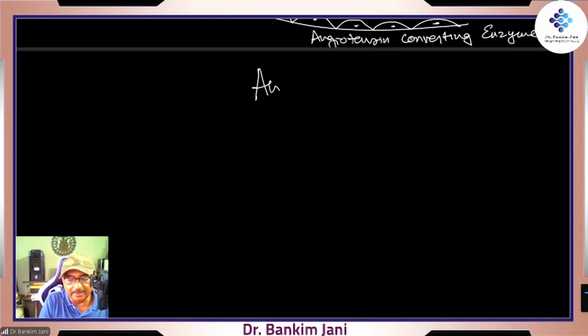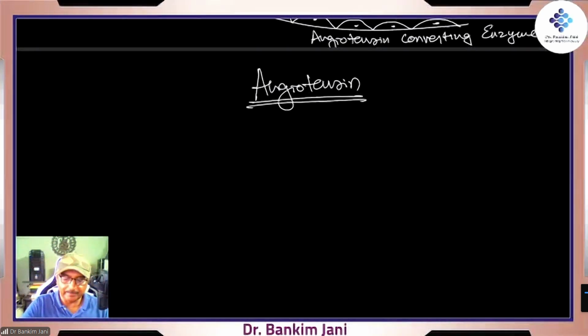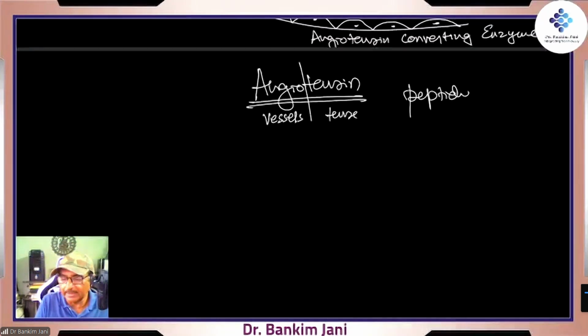This angiotensin, see, such a beautiful name. Angio means vessels. Tensin, it makes them tense. Right? It makes them tense. So vessels, and these vessels are made tense. So basically, this angiotensin is a peptide hormone. It is a peptide hormone. That means it will be made up of amino acids, right?